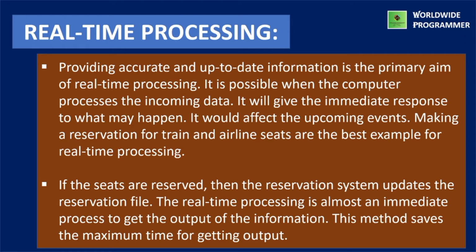Making a reservation for train and airline seats are the best examples of real-time processing. If the seats are reserved, then the reservation system updates the reservation file. The real-time processing is almost an immediate process to get the output of the information. This method saves the maximum time for getting output.